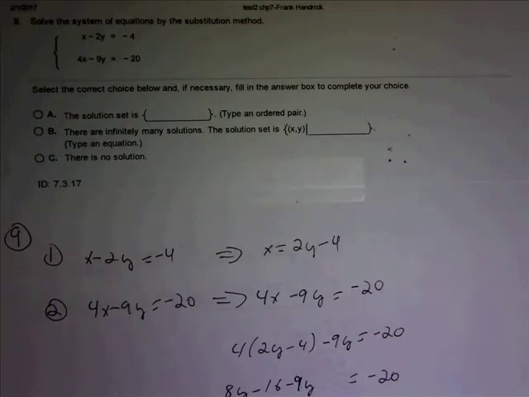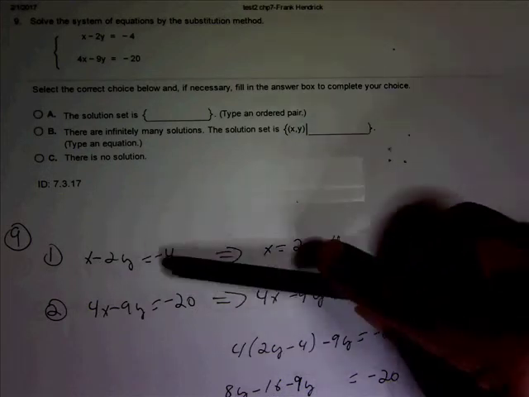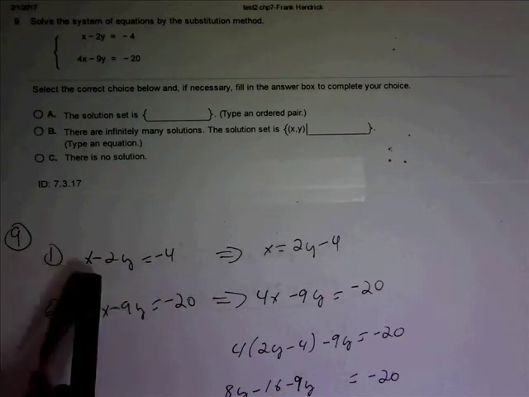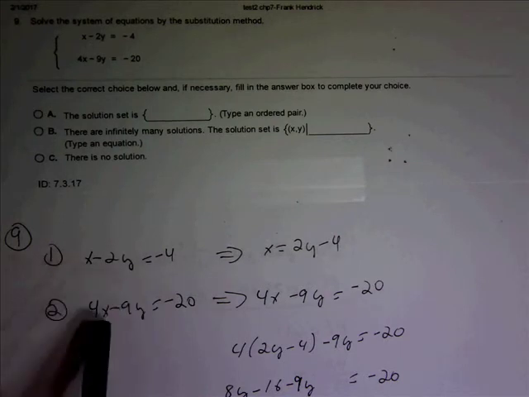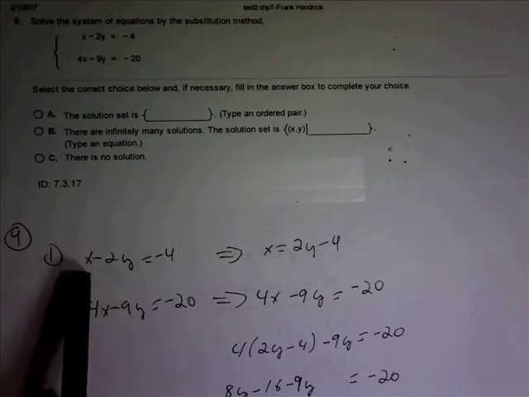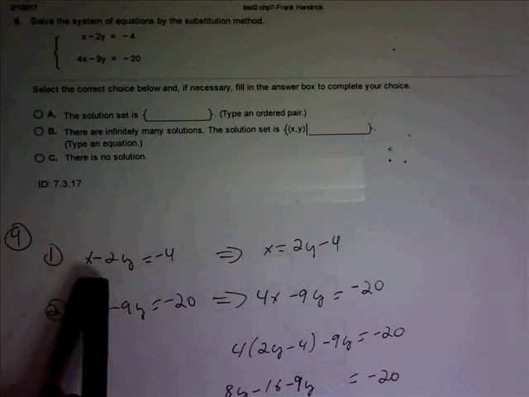In this one here, they ask us to solve the system of equations by the substitution method. So I have my system of equations here. And since the coefficient of x is 1 in this equation, if I look at all these x and y terms, I see that it's easier for me to go ahead and solve it for x and substitute for x. So that's what I do.